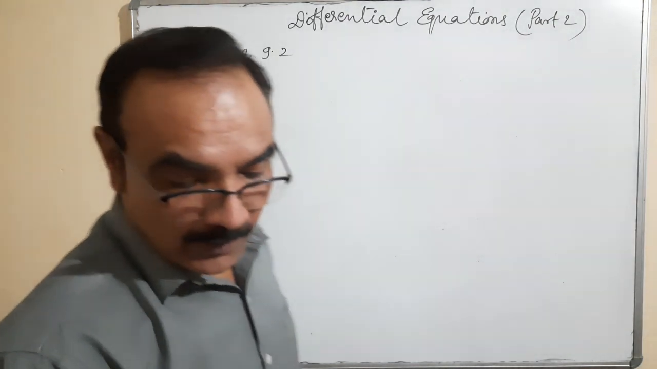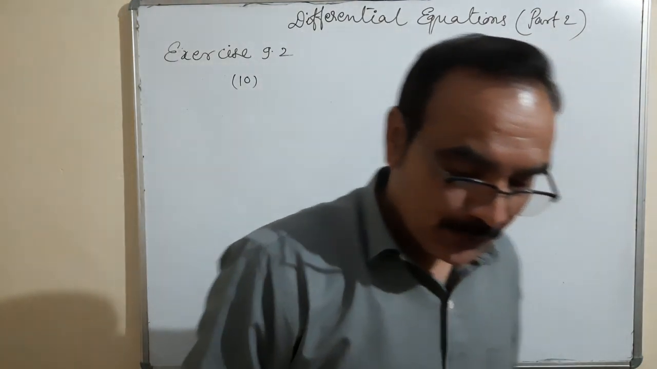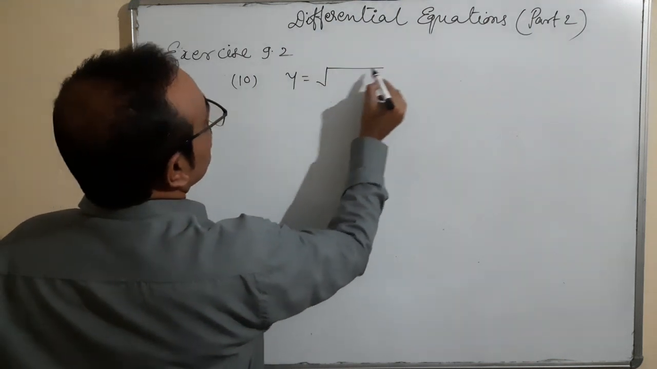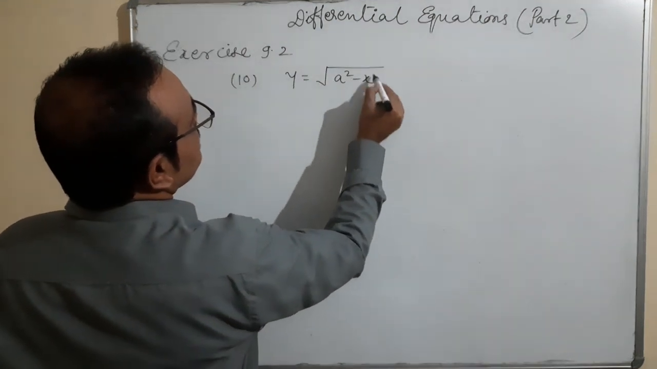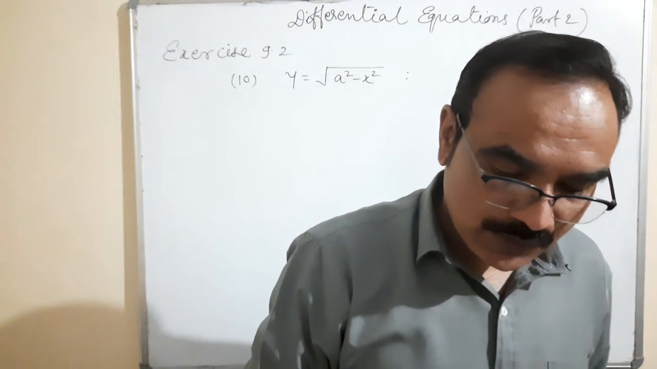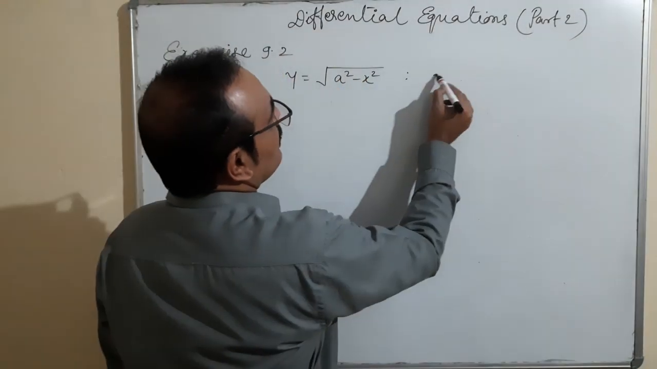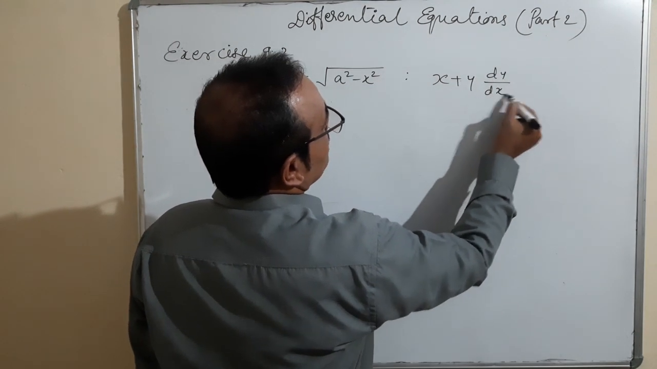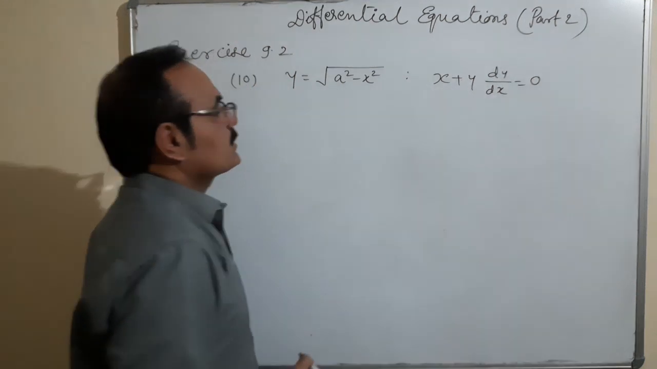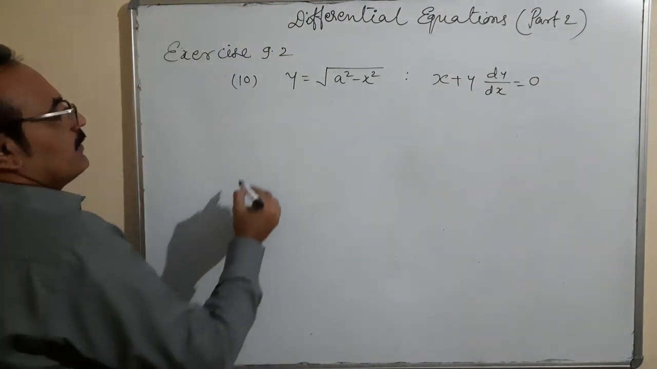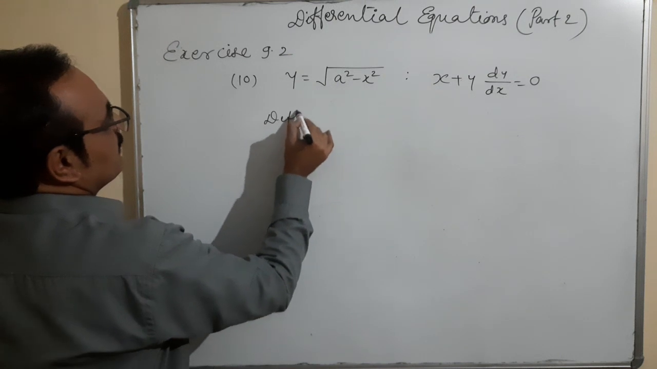Given y equals root a square minus x square, we need to show that it satisfies the differential equation x plus y dy by dx is equal to 0. So we are finding the value of dy by dx.